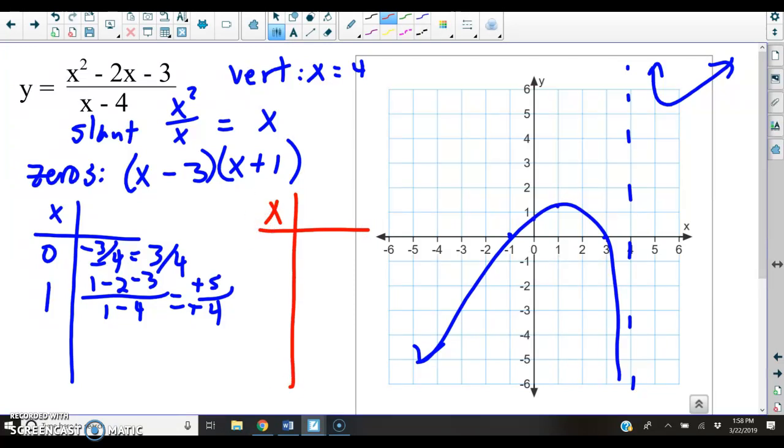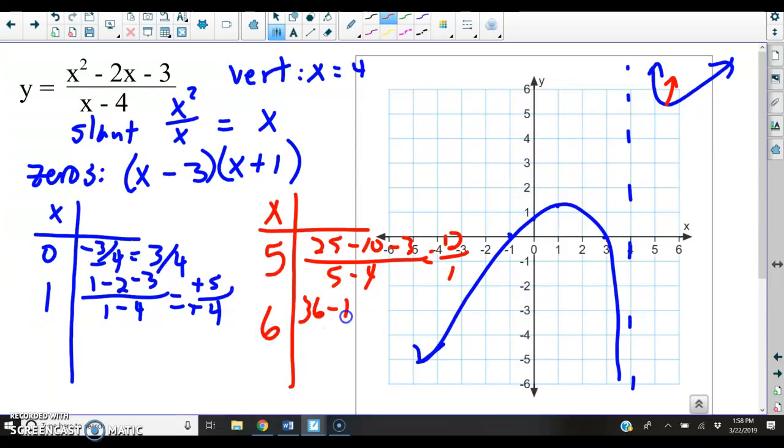Okay, so if I put in 5 for x, I'll have 25 minus 10 minus 3 over 5 minus 4. So I'm going to get 12 over 1. So that's looking like I could have moved this up higher, but it's given me an idea. If I try 6, that'd be 36 minus 12 minus 3 over 6 minus 4. So I got 21 over 2, so that's 10. I definitely should have moved it up higher.